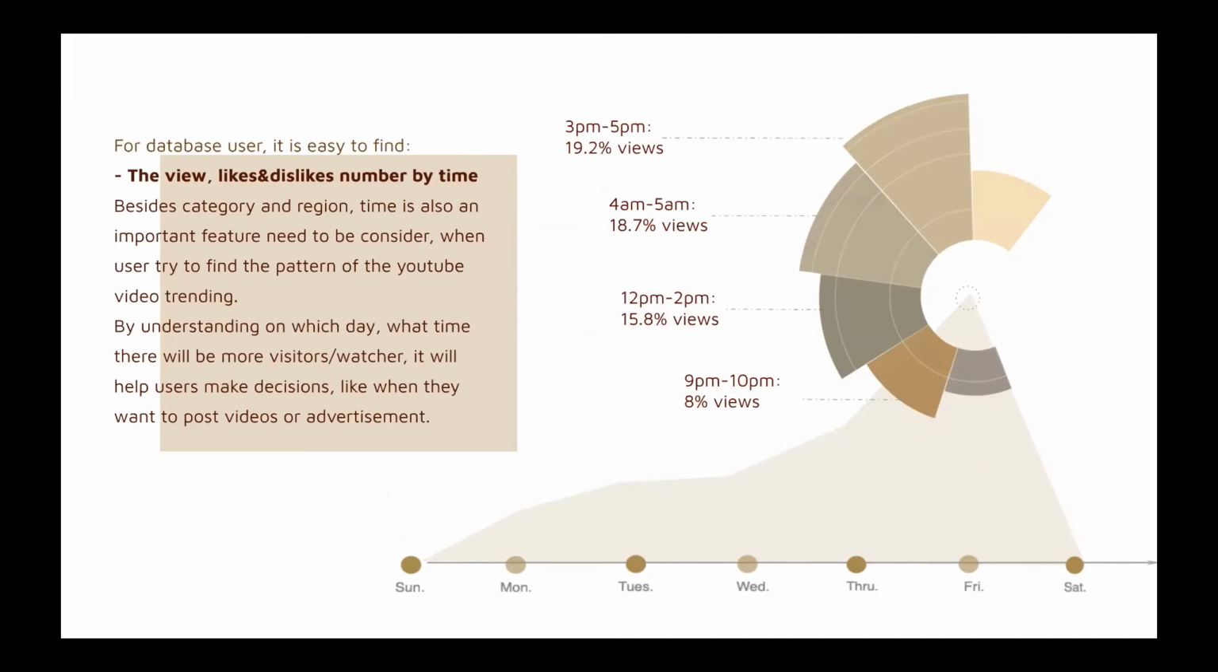On the right, there is a simple data verification from Sunday to Saturday. Normally on Friday, there will be many more watchers. And on each day, different times are slightly different: from 3 p.m. to 5 p.m., it has a little over 19% wealth. A little weird, but from 4 a.m. to 5 a.m., it has nearly 19% wealth. And from 12 p.m. to 2 p.m., it has almost 16% wealth.